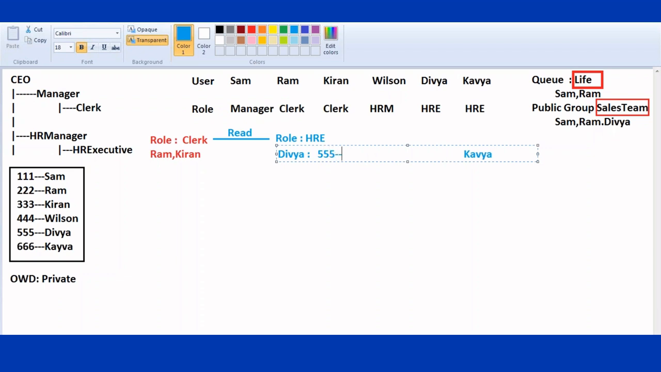Why was she able to see 555? Because she is the owner of the record. Kavya was able to see 666 because she was the owner of the record. Even if you don't give a sharing rule, Kavya was able to see 666, Divya was able to see 555. Am I right? Okay. Now, I told records which are owned by the role clerk, they are shared with whom? Divya and Kavya. Now, which are the records owned by Ram and Kiran? 222, 333.